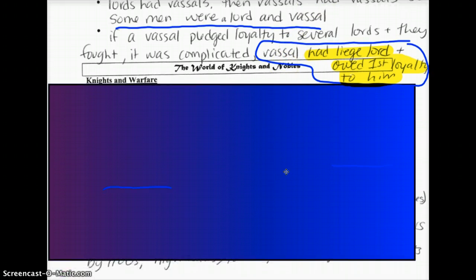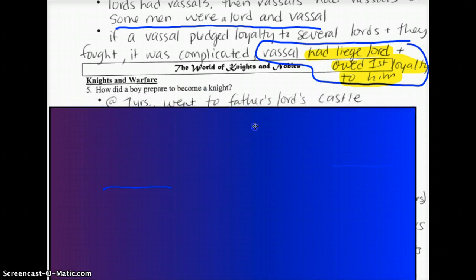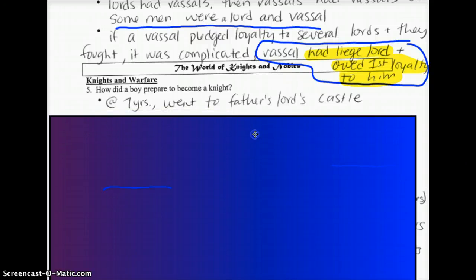Moving on to knights. So knights started their training really early, and if on your paper you wrote that at 7 years they went to a lord's castle to train to be a knight, then you have a good fact, and that's important to know. So this training started early.